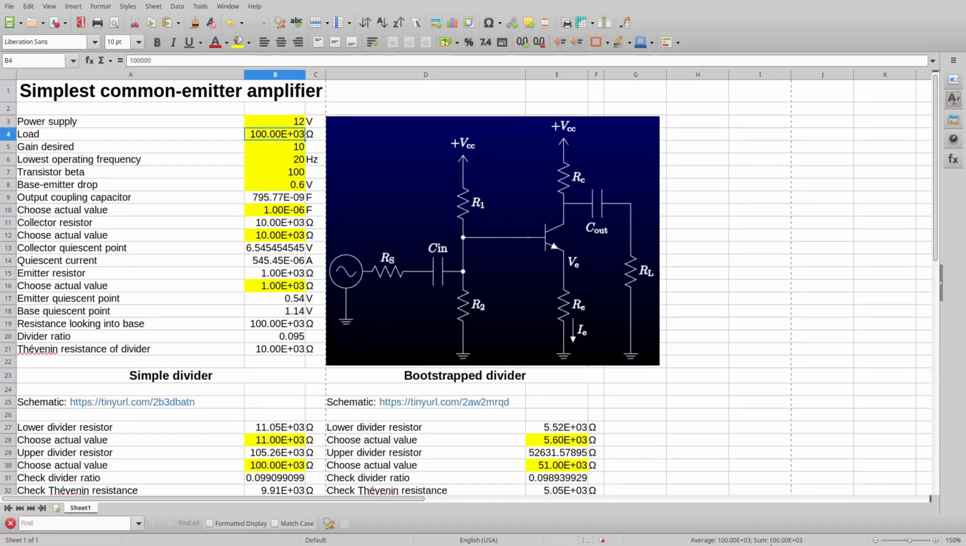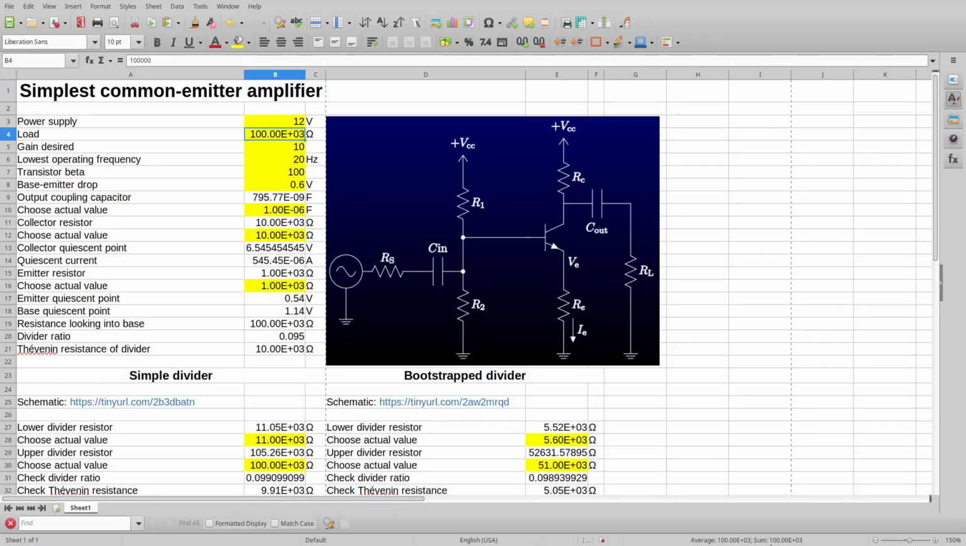Here I'm using a large value of 100 kiloohms for the load impedance because I intend to run the common emitter amp into a follower. That's a usual practice, by the way. If you try to run the spreadsheet for a low impedance load, you'll find that the component values and currents involved get out of hand pretty quickly.